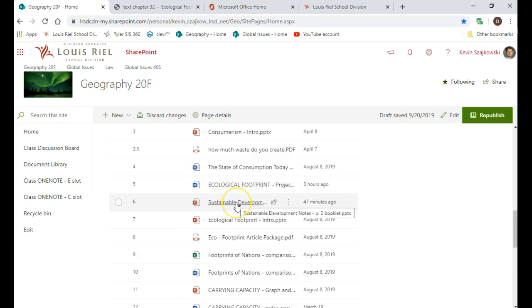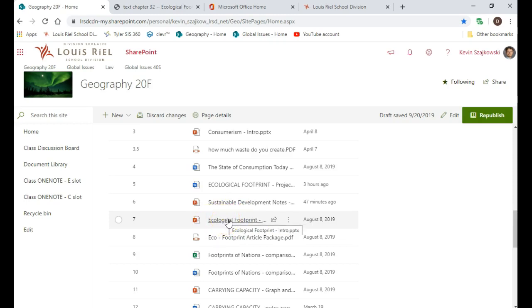So you're going to be using this sustainable development PowerPoint to make notes in your ecological footprint page 2 of your booklet. You're going to be working through the rest of that booklet and answering the 27 questions in it and getting ready to take an online quiz. But you don't have to take it yet because I'm going to teach you a bit more about what an ecological footprint is in this PowerPoint.